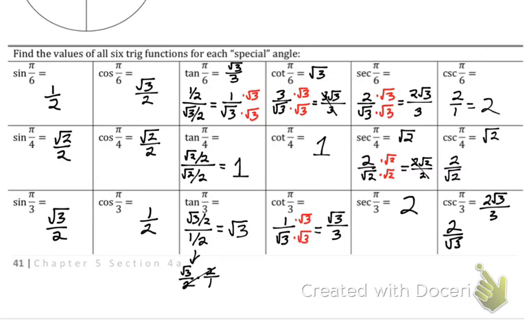Once more, I'm going to ask myself, do I have my positive and negatives correct? We are in the first quadrant, so they should all be positive. I shouldn't have to worry about anything like that.